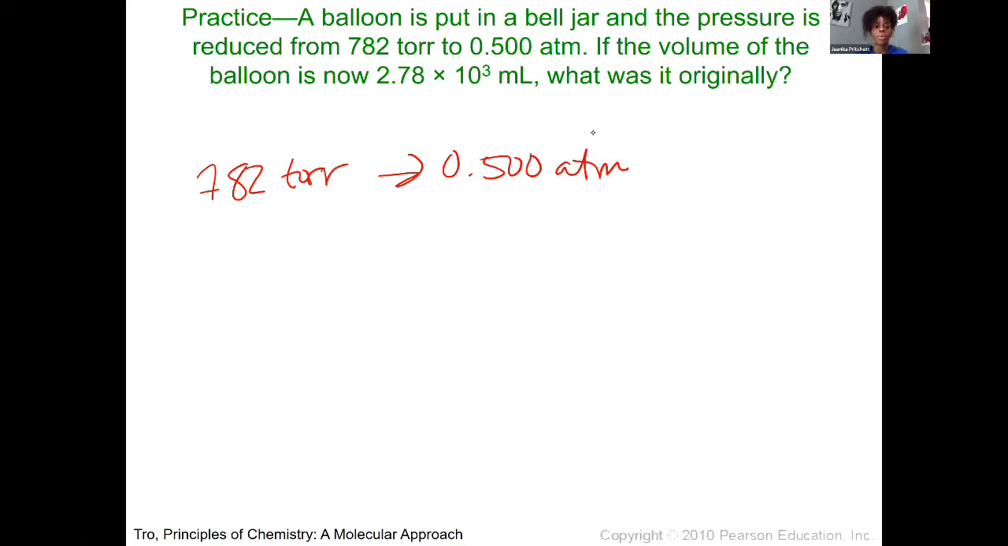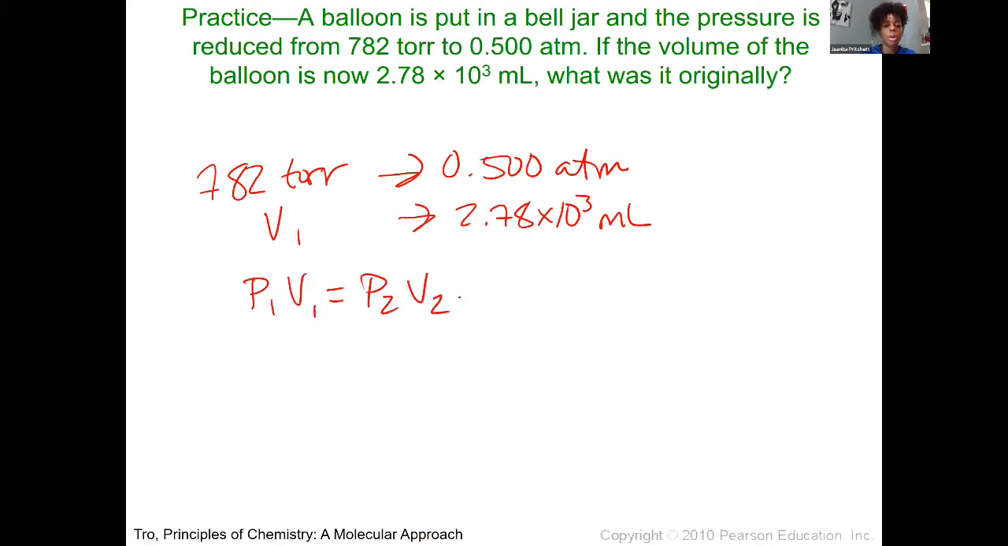And the volume is now 2.78 times 10 to the third milliliters. So the question being posed to us is, how much was the volume originally? So we're looking for our V1. Now if we think of our equation, P1 V1 equals P2 V2, we're solving for V1. I like to rearrange my equation up front. You don't have to do this, but I prefer to. So V1 would equal P2 V2 divided by P1.